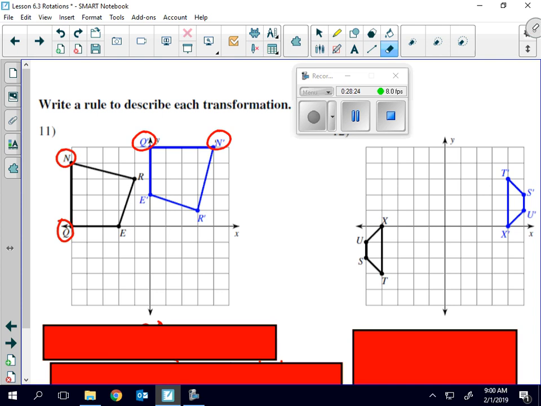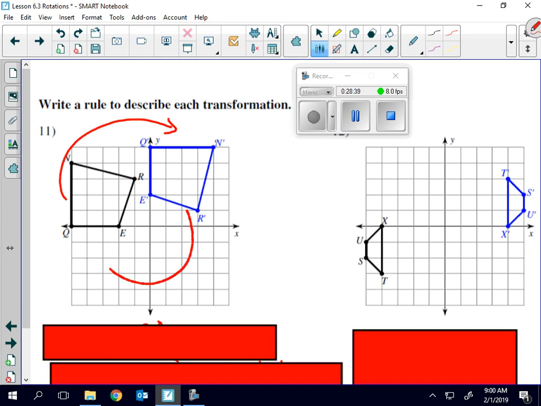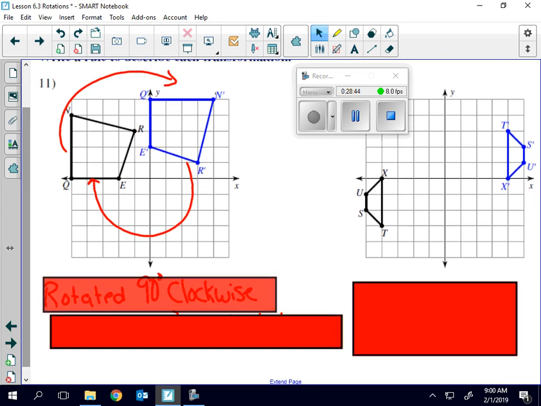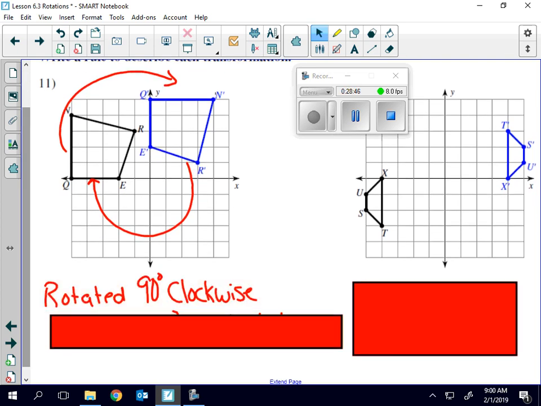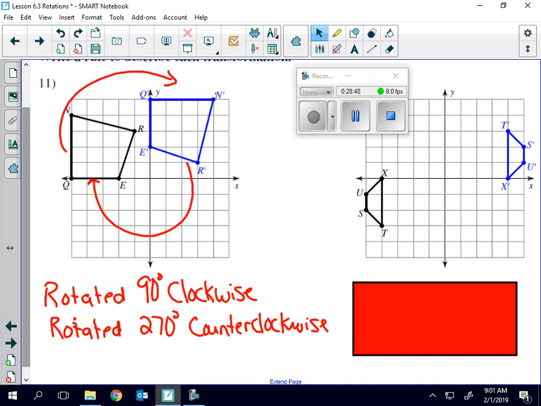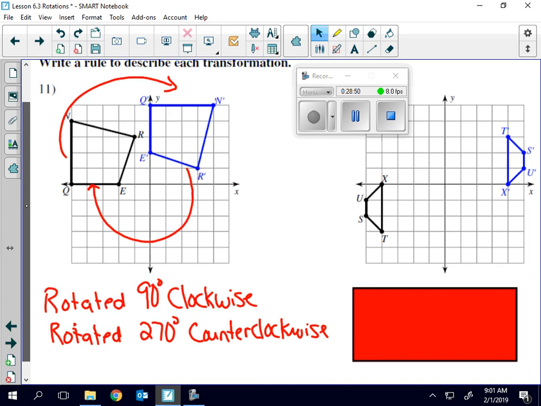All right, so we're going from my black one to the blue one. Yours are not colored, obviously, so we can do this 2 ways. We can turn it this way, one turn, which is 90 degrees, or we can turn it this way, which is going to be 270. So 90 degrees clockwise or 270 counterclockwise. Either answer is fine. You don't need to have both.